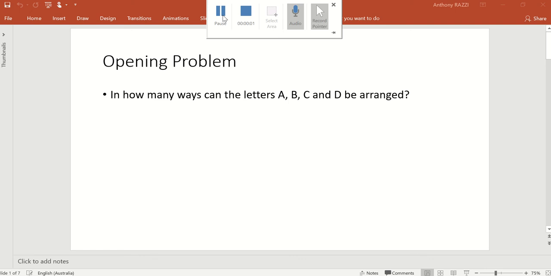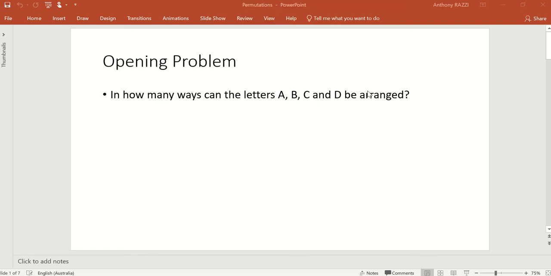So in this video, we're going to be looking at arrangements and permutations. To begin with, we're going to start with an opening problem. In how many ways can the letters A, B, C, and D be arranged?